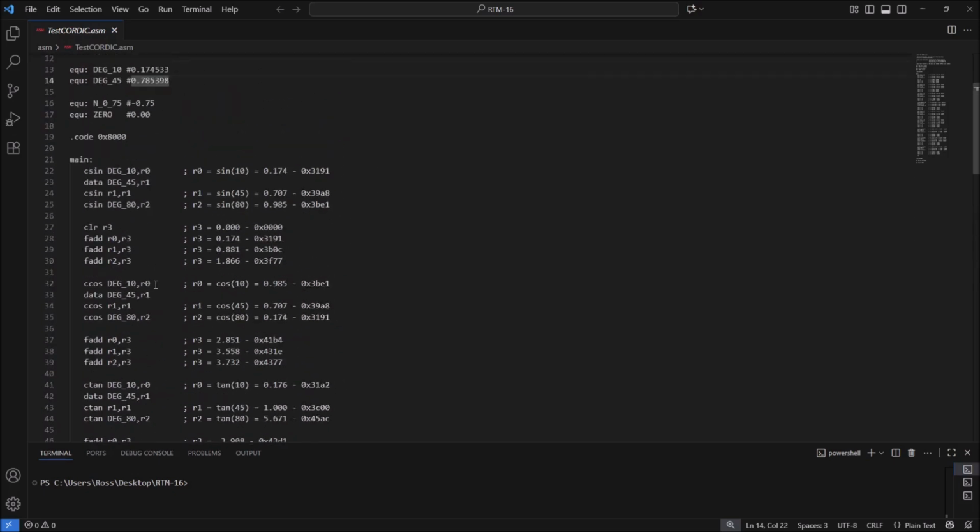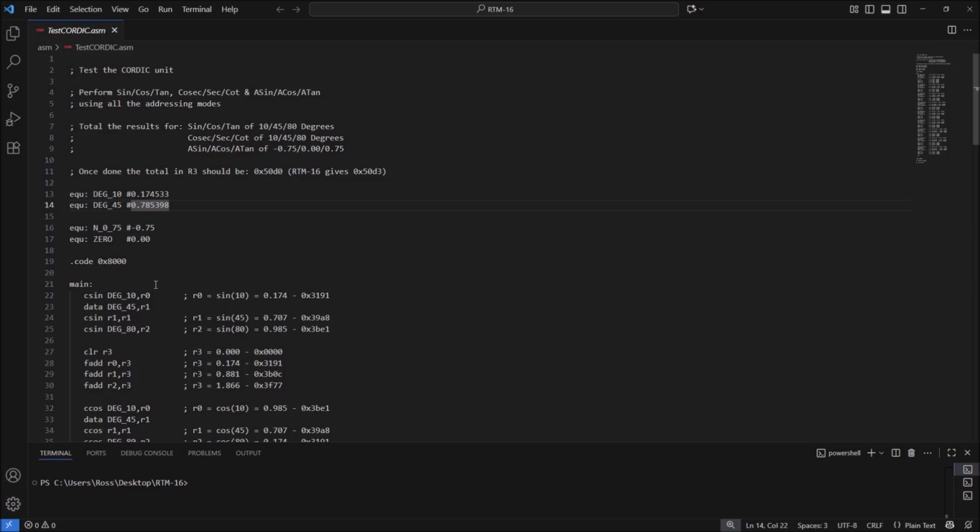So in order for the final output to be correct, the whole process of one function feeding into another has to be correct all of the way through. If it is correct all the way through, the final value in R3 should be 0x50D0. Now, whenever we actually go through our process within our CPU, we get 0x50D3. So we're only in effect 3 units out. So this is really very, very close.